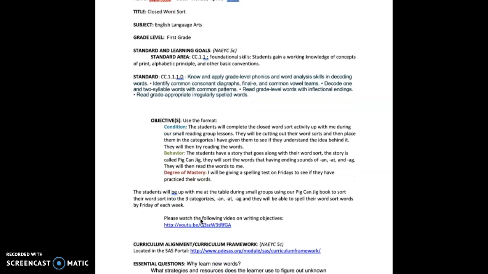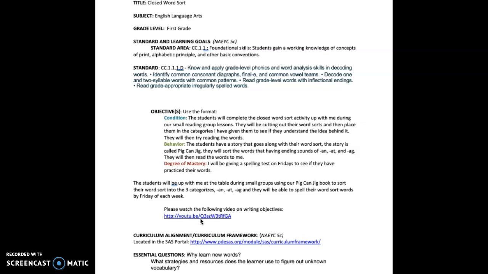So the standard that I chose was CC.1.1.1.D. It says to know and apply grade level phonics and word analysis skills in decoding words. Identify common consonant digraphs, final E and common vowel teams, decode one and two syllable words with common patterns. Read grade level words with inflectional endings, and read grade appropriate irregularly spelled words.